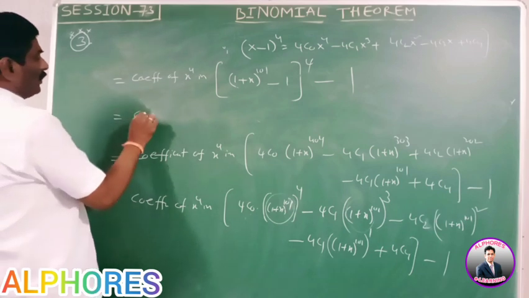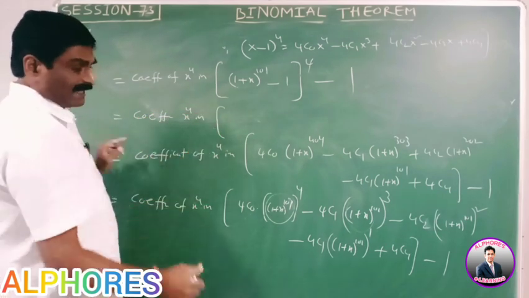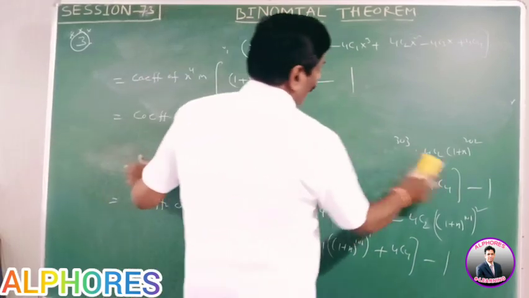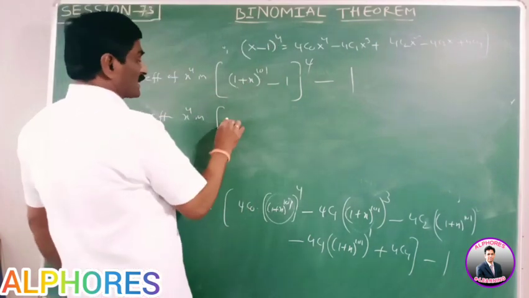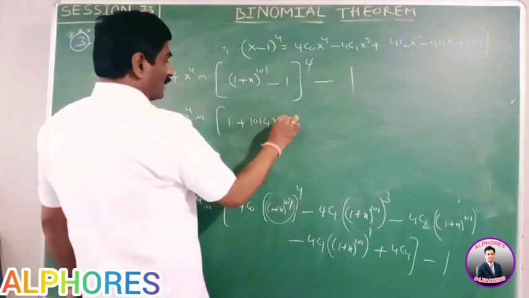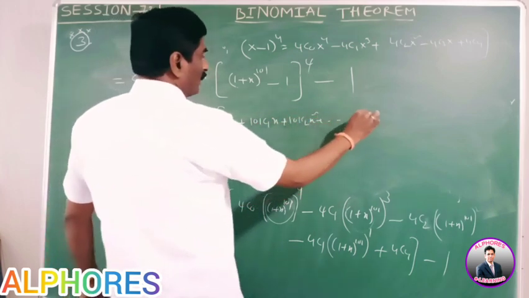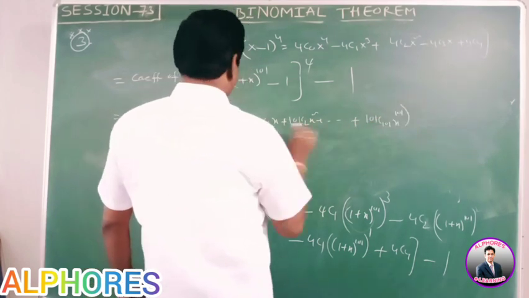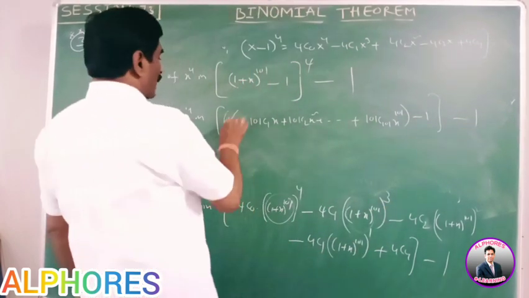That is equal to the coefficient of x power 4 in the expansion, again in the form of (1 + x)^n. What is the formula for (1 + x)^n? C0 plus C1 x plus so on. Here 1 + 101C1 into x plus 101C2 into x square plus so on, 101C101 into x power 101, minus 1. Here 1 cancels.